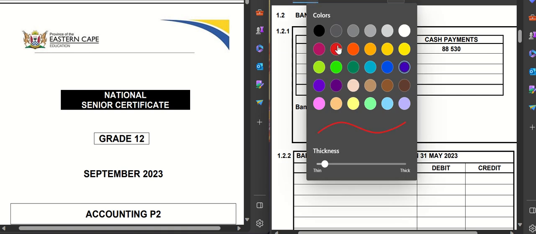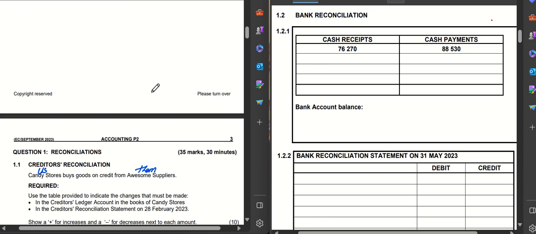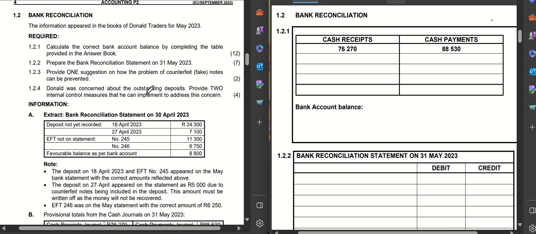In this paper, I'm going to explain question number 1.2, which is the bank reconciliation. We've already done the creditors reconciliation, so now I'm going to do the bank reconciliation. All right, let's begin. The question says, using the information that appeared in the books of Donor Traders, calculate the correct bank account balance by completing the table provided in the answer book.